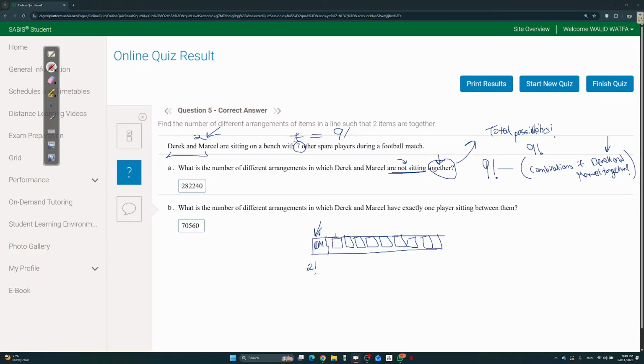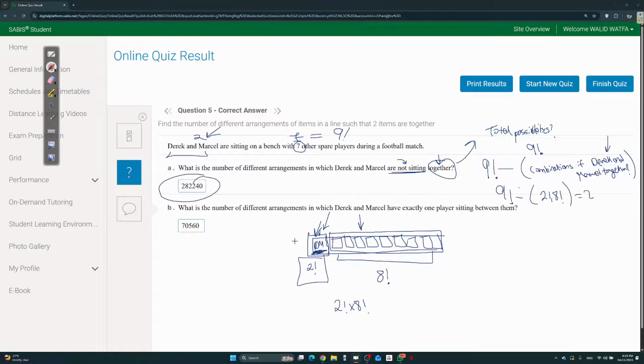What are they? You have this here and you have this here. So don't you simply just take the possibility of this times the possibilities of this? This is 8 slots, so the possibilities of it are 8 factorial. Here it's 2 slots, so it's 2 factorial. So simply you do 2 factorial times 8 factorial. So what's the answer here? 9 factorial minus 2 factorial times 8 factorial. And you get 28, you get this.